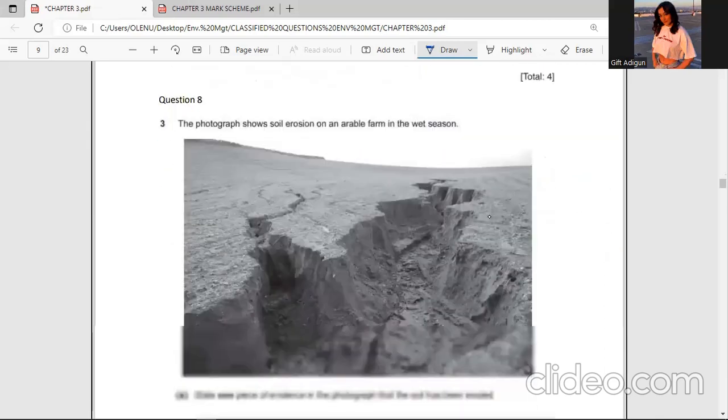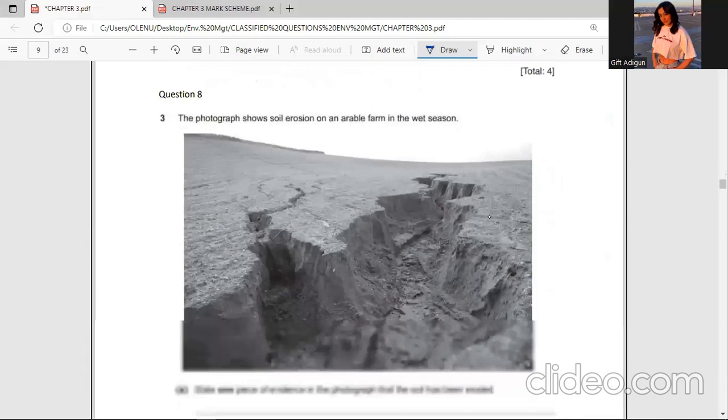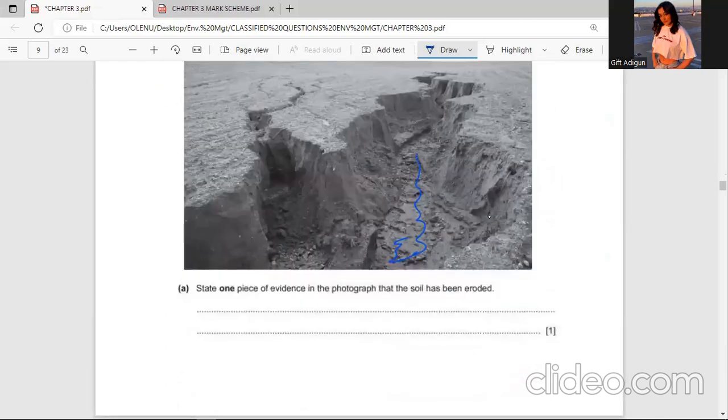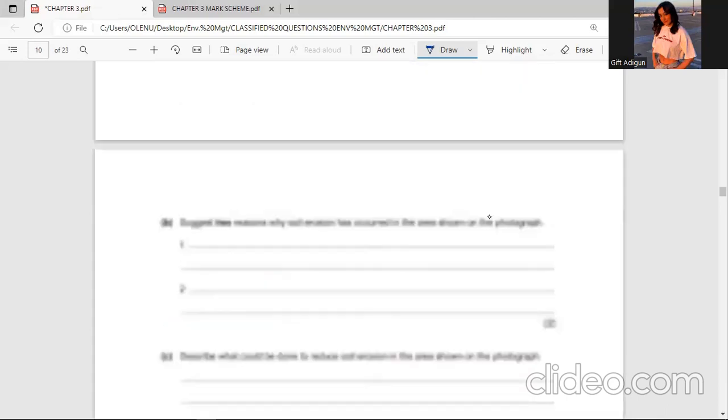Now, this next question is question 8. If you look at this, they said the photograph shows soil erosion, obviously, and the soil is being washed away. Here, there is no vegetation, so it can be washed away easily by water. Now, they say state one piece of evidence in the photograph: no vegetation. Another thing is you find that here there is washing away by water.